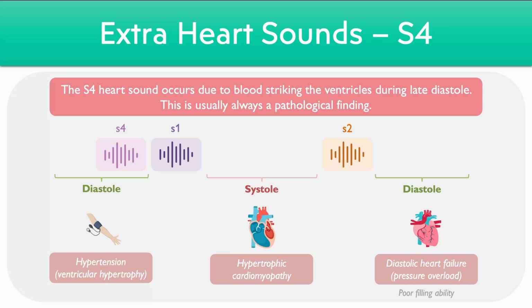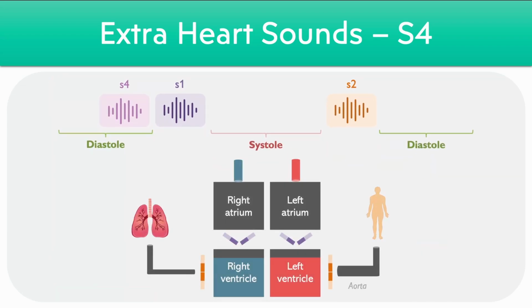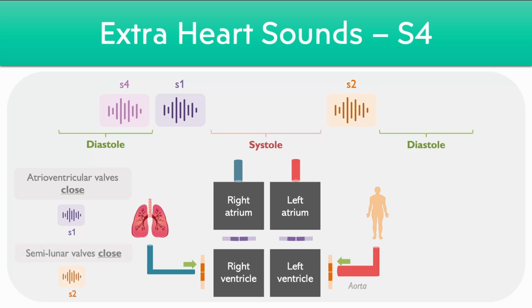Just like before, the S4 heart sound can be put into the context of the cardiac cycle. So to recap, the first heart sound occurs due to the atrioventricular valves closing at the start of systole. The second heart sound occurs due to the semi-lunar valves closing at the end of systole, after blood has been ejected into the arteries. The first stage of diastole occurs as normal, so there's normal atrial filling and normal passive ventricular filling. However, the second phase of diastole, when there's atrial contraction, involves the fourth heart sound being heard because the contraction occurs against non-compliant ventricles.